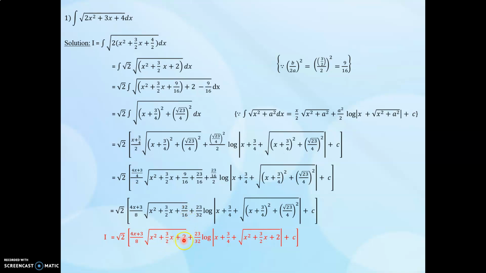So you can write 2 plus 23 upon 32 log mod x plus 3 upon 4 plus root of x square plus 3 upon 2x plus 2 plus c. So when we started this one to make it as a perfect square, this was the term. So after solving this one, the inside term will become the same term here. So you can remember that way also. You have to make it like that. That's the answer for this question.